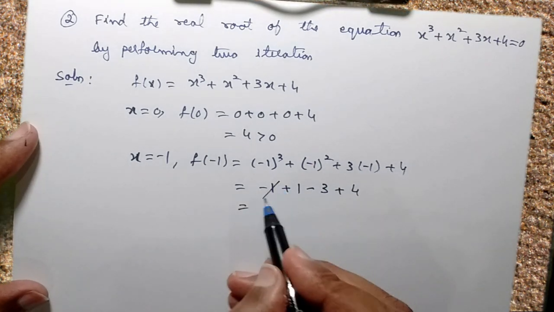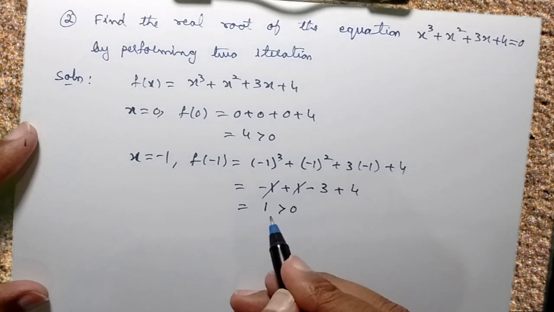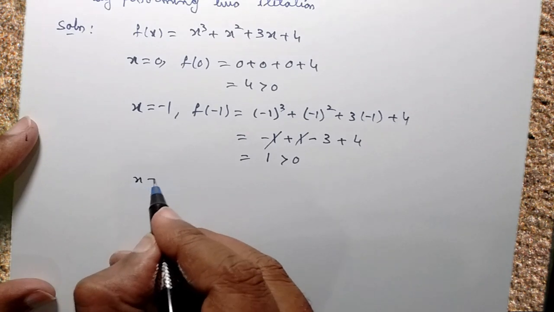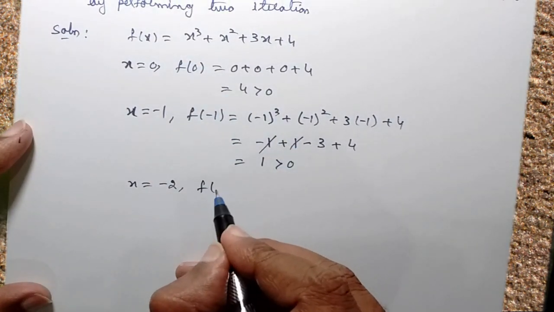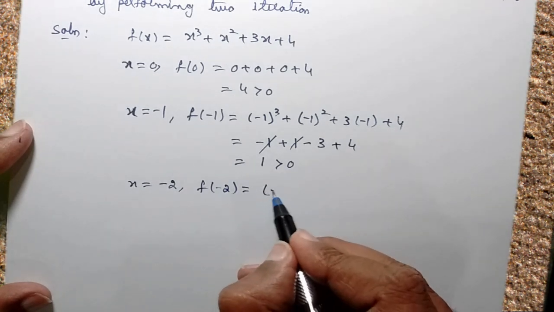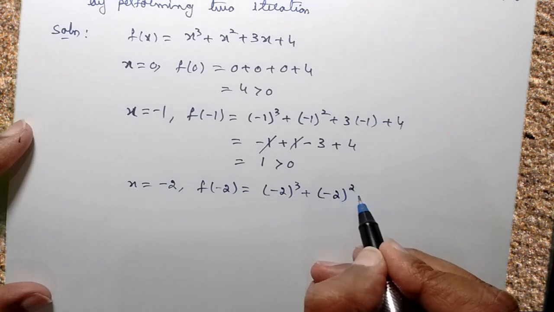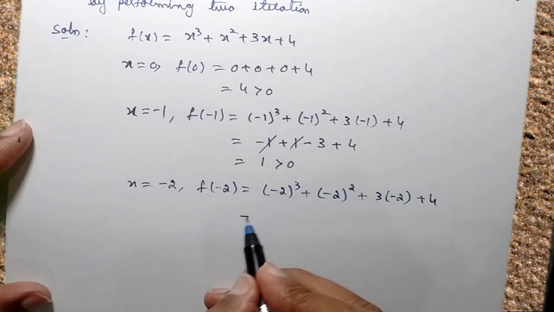So which will be equal to minus 1 plus 1 will get cancelled. 4 minus 3 will be 1. Once again you are getting a positive value. So go for the next value. x equals minus 2 you can take. So put x as minus 2 there. f of minus 2 will be equal to minus 2 whole cube plus minus 2 whole square plus 3 into minus 2 plus 4.